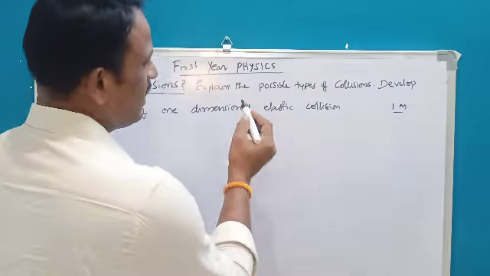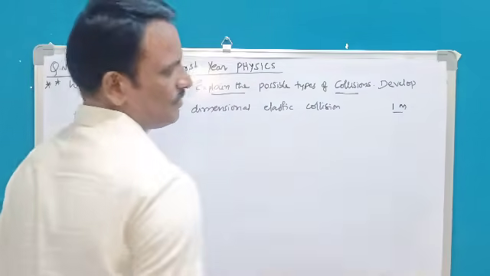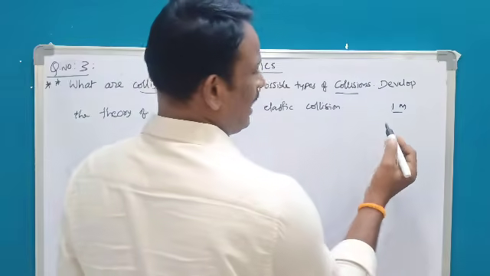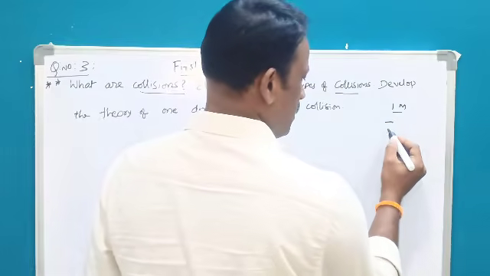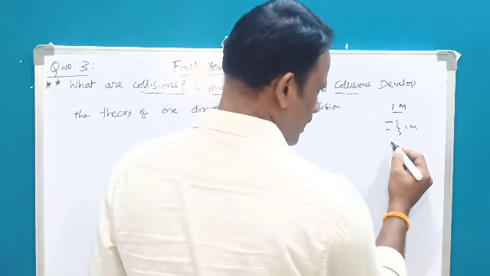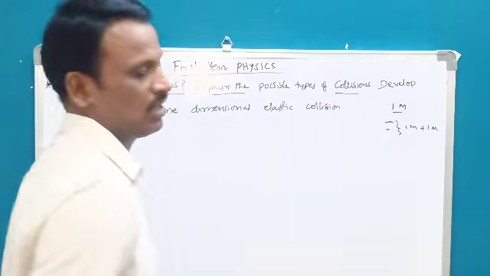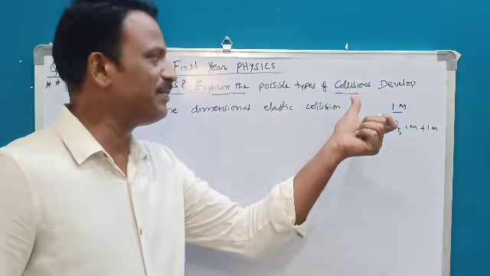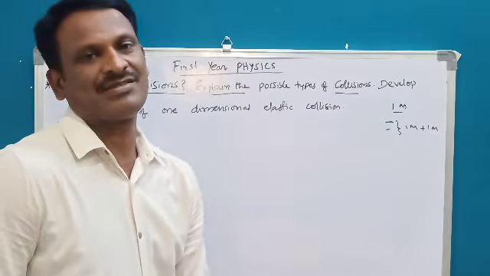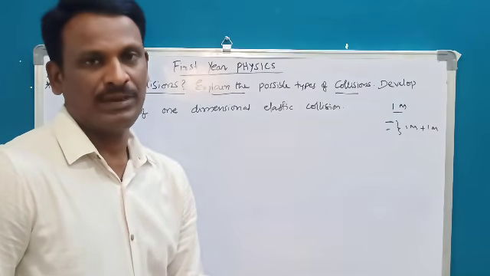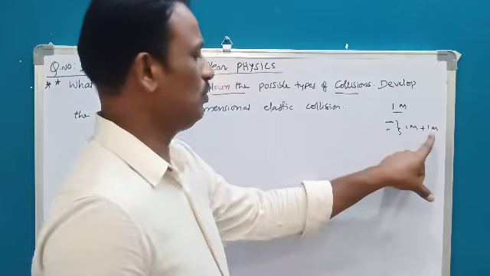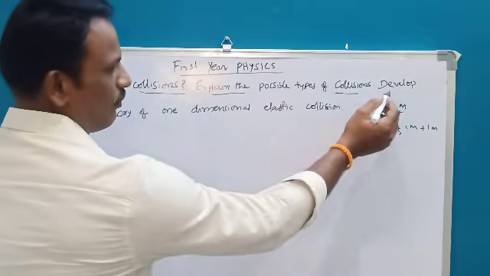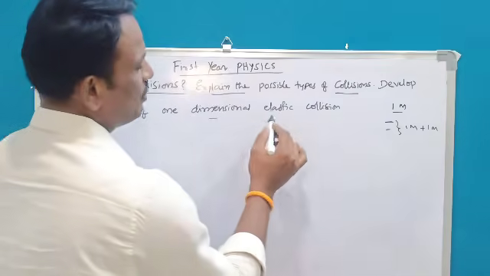And then he asks to explain the possible types of collisions. That means how many types of collisions are there? If you write how many types, there are 2 types actually, you will get 1 mark. If you explain them, then you will get 1 more mark. Most of the students here simply write the types of collisions, but they miss explaining them. You should not do that because you are going to lose 1 more mark. So 3 marks.